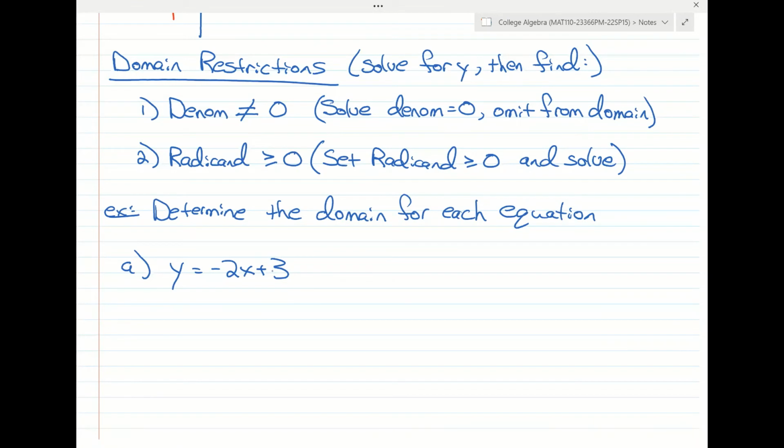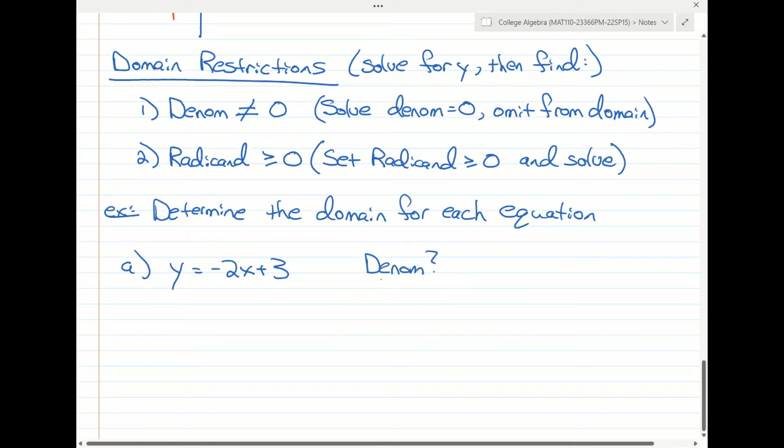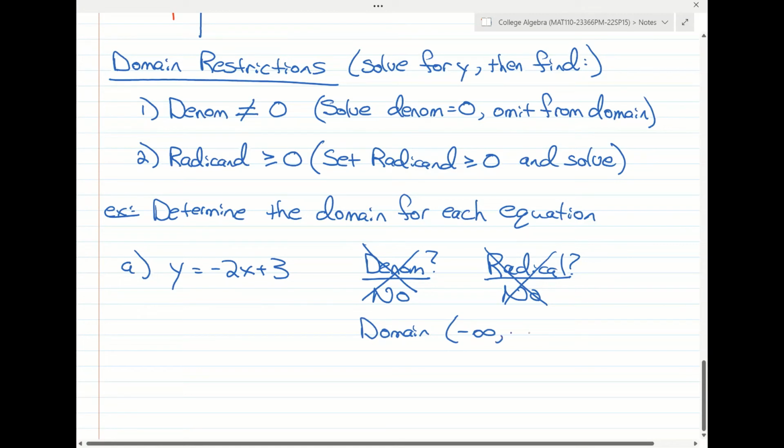And when we do this problem, we're looking for two different things. We're looking to see, is there a denominator? Yes or no? Do you guys see a denominator here? No. Is there a radical? No. We don't have any problem with this. There's nothing that we have to worry about, we say that the domain for this problem would be from negative infinity to positive infinity.